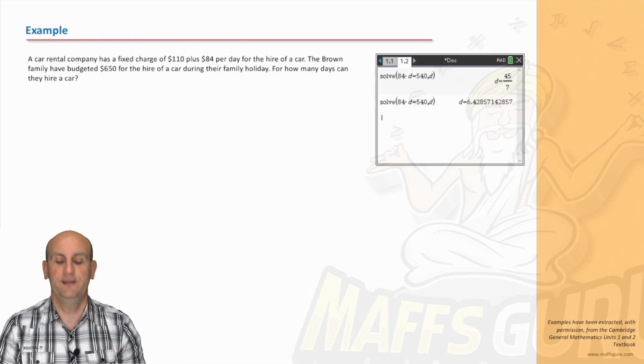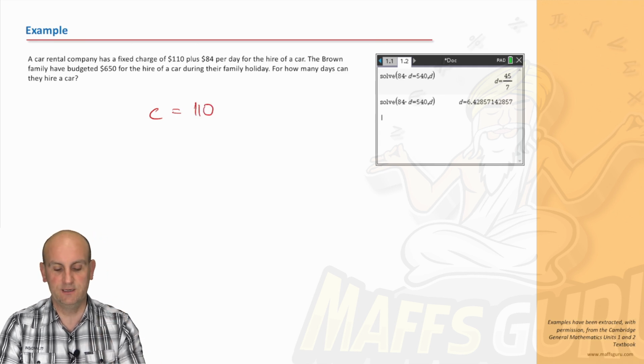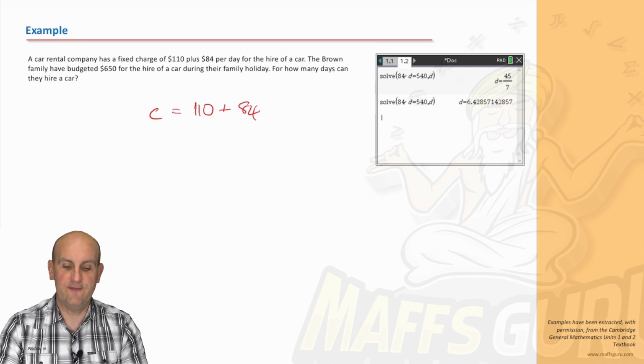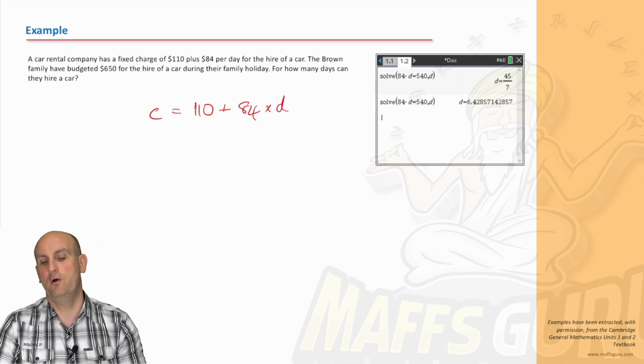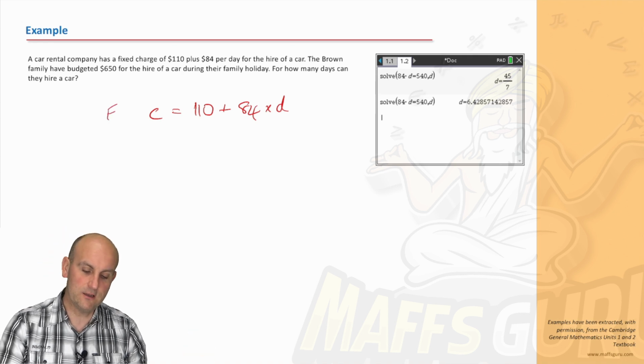Again, ignore that information. We're going to come up with a formula first. So, the cost of a car is given by $110. That's a fixed cost. It's on its own. Plus $84 for every day. So 84 times D, which is the number of days. There is my formula. Now let's go back to what it says.